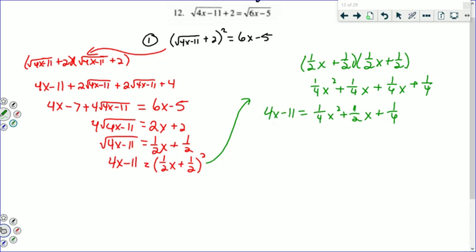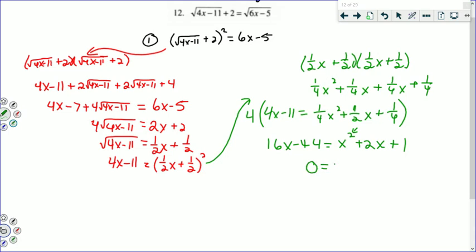All right, so we can go back and use that same idea of the least common denominator. If we multiply the entire equation by that least common denominator, so multiply the entire equation by 4 in this case, we can get those denominators to go away. So we have 16x minus 44 equals x squared plus 2x plus 1. Right? And now, since we see this square right here, we want to get everything on one side and 0 on the other. So we're going to subtract 16x and add 44 to both sides.